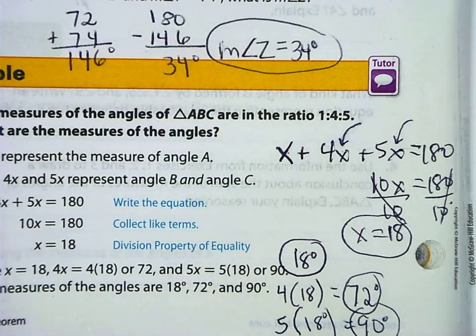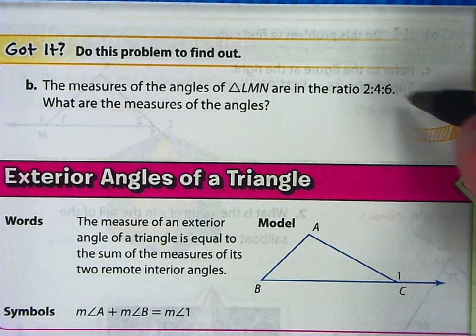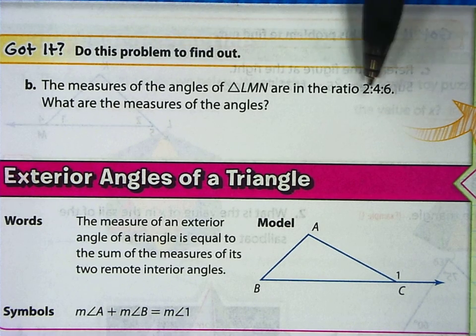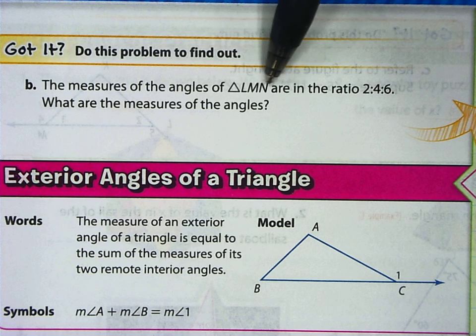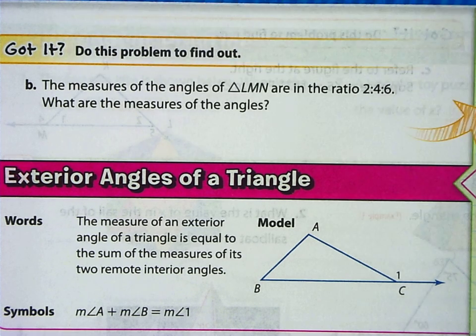All right, let's try that one more time. So you're looking at this top problem on page 391. You're going to do this in your book with me. So this is the same kind of problem. It gives you the measure of the angles as a ratio. So the measures of the angles of triangle LMN are in the ratio of 2 to 4 to 6. What are the measures of the angles?